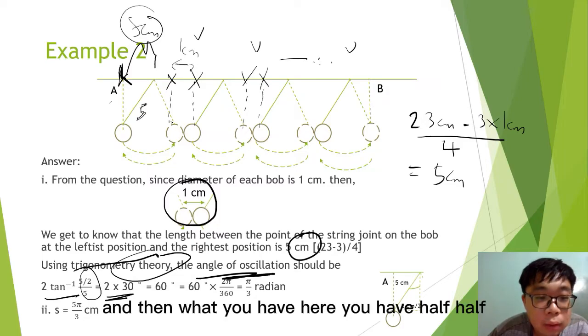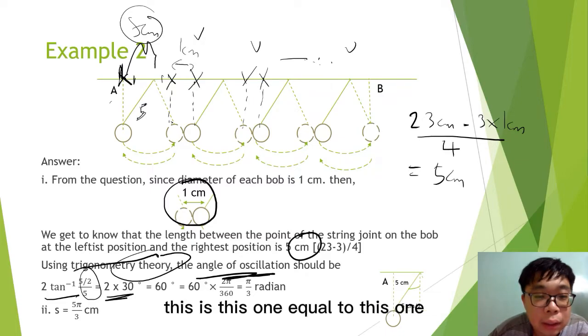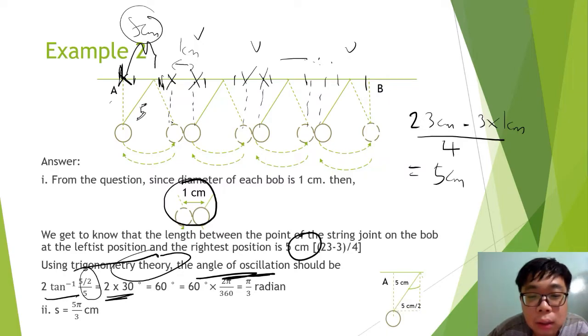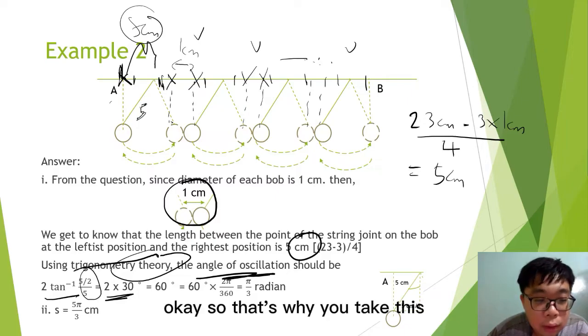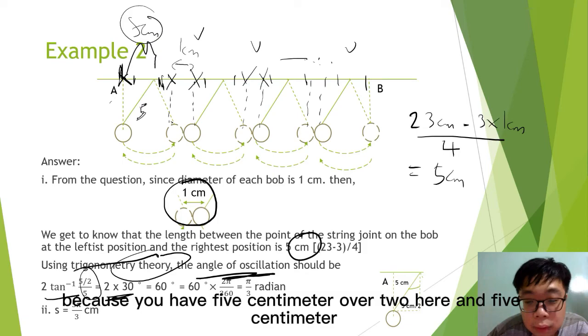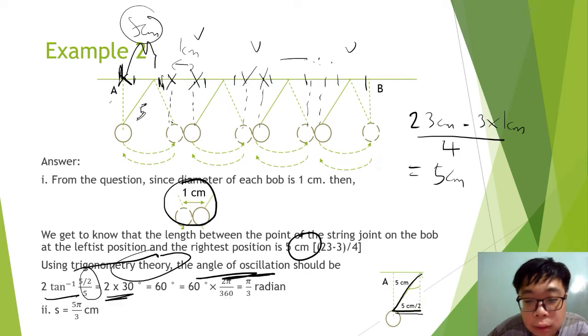And then what you have here is half and half. So this one is equal to this one. So you take this one equal to this one, this one, this one, and this one, this one here. Okay, so that's why you take this. You can make this triangle because you have 5 centimeter over 2 here and 5 centimeter. So you form a trigonometry.